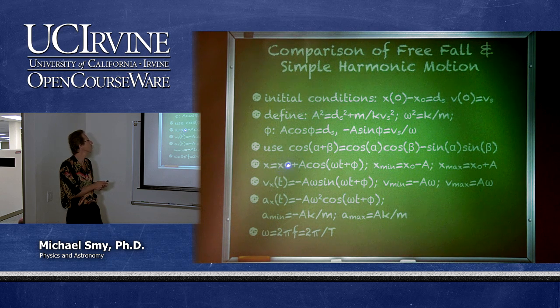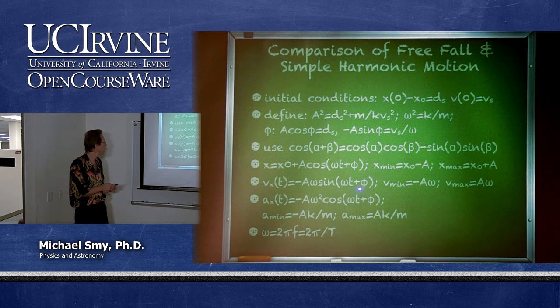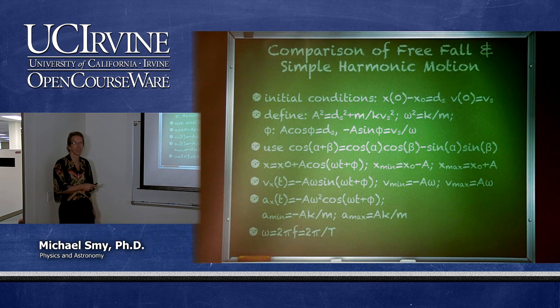So the position is the equilibrium position plus A times cosine(omega t plus phi). And the velocity is minus A omega times sine(omega t plus phi). And the acceleration is minus A omega squared times cosine(omega t plus phi).